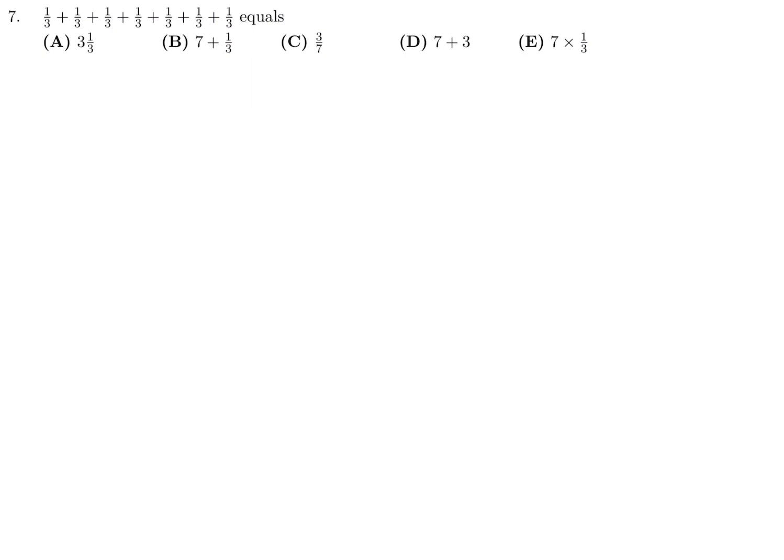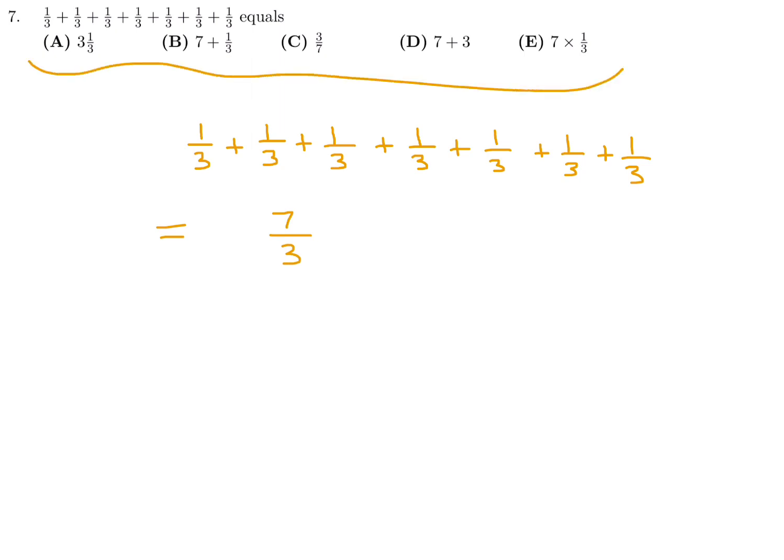All of this equals, so we've got a whole bunch of 1/3s. And of course, adding fractions, you only add the numerator, so that'd be 7/3. Now they're saying which one of these is equivalent to 7/3. Well, if you go through these one by one, you will realize that the only one that's equivalent is choice E. 7 times 1/3 is the equivalent of 7/3. So number 7, the answer is E.